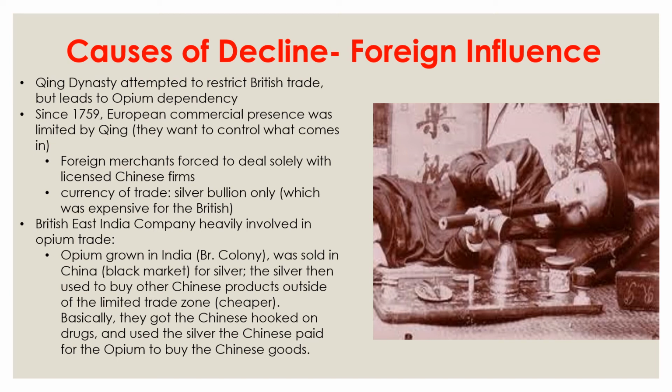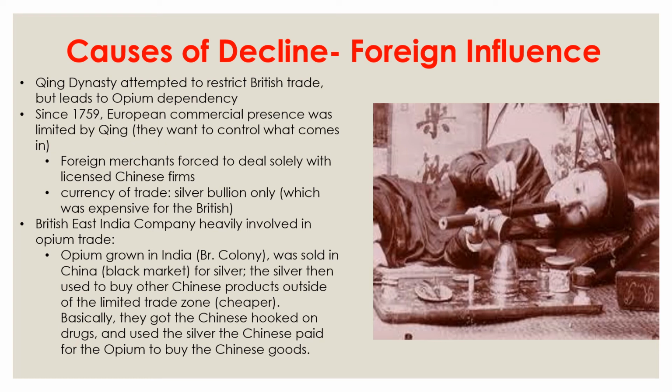Now, of course, this was an illegal trade. It was a drug trade, drug trafficking, if you will. The British government was involved in drug trafficking, is what this is. And of course, the silver that the Chinese paid on the black market for the opium that they got hooked on and wanted to buy more and more of, that silver was then used by the British to buy other Chinese products that they wanted in the officially licensed areas they were allowed to trade. So in other words, the British were not spending British silver on these Chinese products.